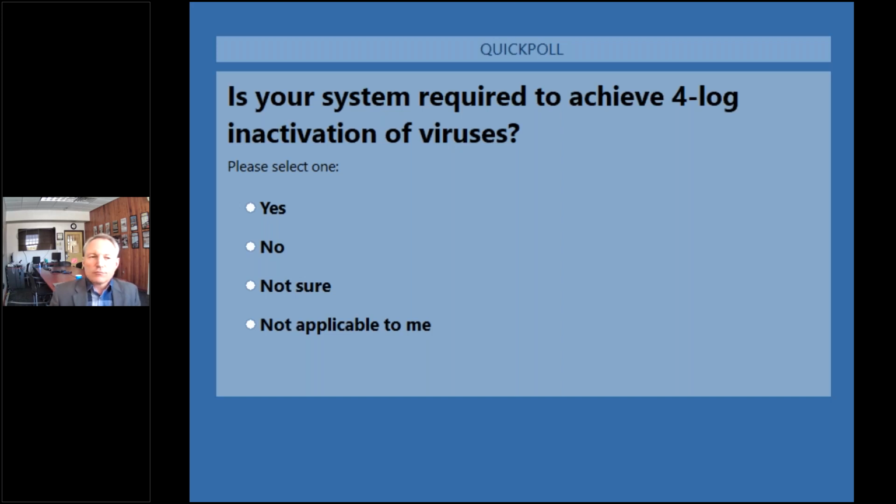For our second poll, it asks, is your system required to achieve 4-log inactivation of viruses? And the answer options are yes, no, not sure, or not applicable to me.